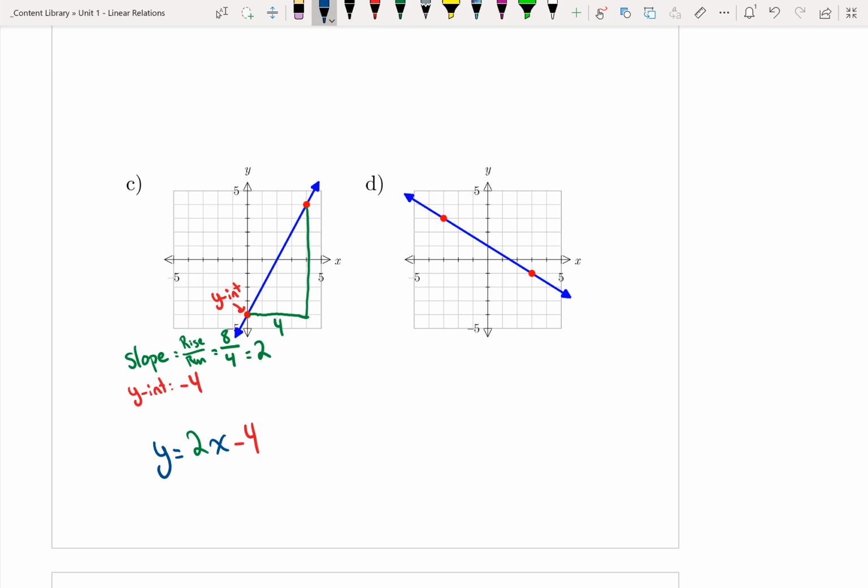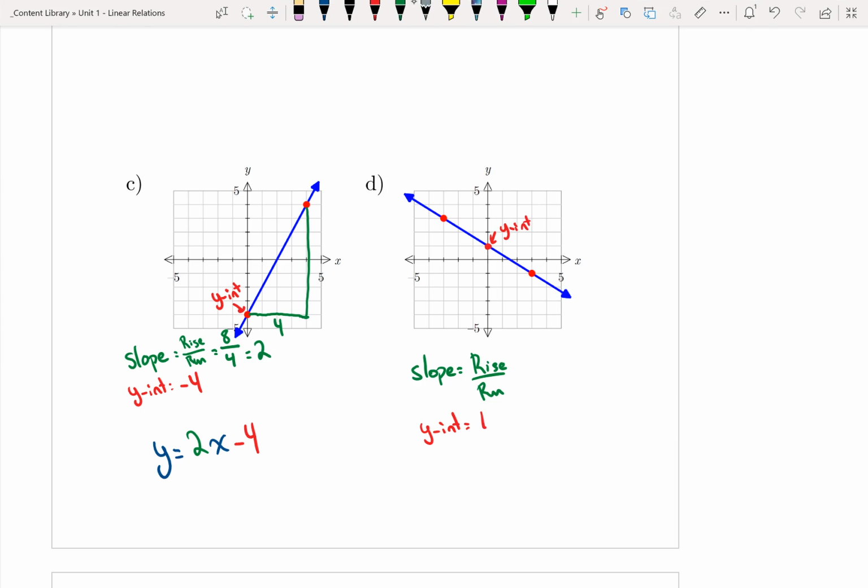For D, again, it's going to be the same idea. I need to find my y-intercept, and I need to find my slope. Slope, again, we know is rise over run. And for my y-intercept, I need to determine that based on my line where it crosses. The y-intercept is easiest to find. In this case, it's right here. So this is my y-intercept, which has a value of 1.